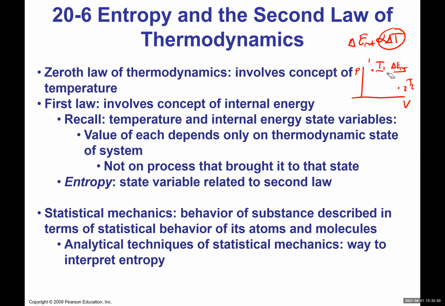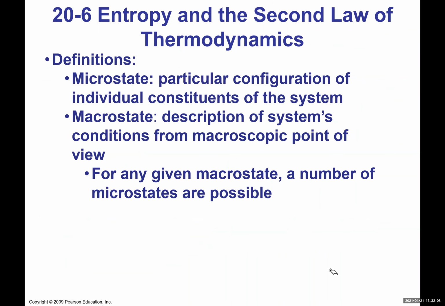That means one of the things we have here is that we can interpret entropy from what we call microstates or macrostates. So let's look at the definition of those two things. A microstate is a particular configuration of the individual constituents of the system, right? And a macrostate is a description of the system conditions from a macroscopic point of view. For a given macrostate, a number of microstates are possible. All right, so let's look at what we mean by those. I'm going to give you several examples.